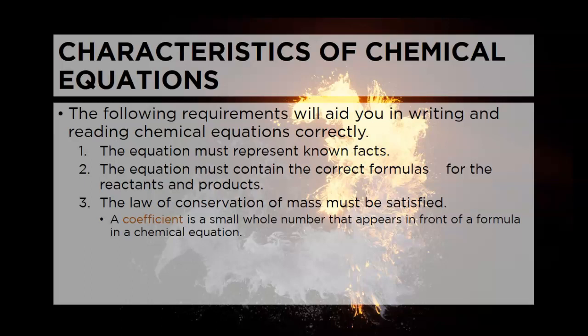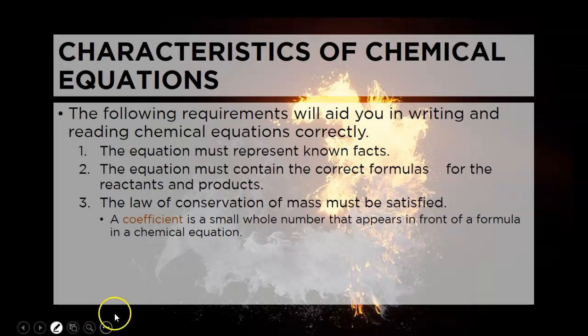So, some rules for writing chemical equations. Number 1, we can't just make up a chemical reaction. It actually has to be something that occurs, so the equation must be factual. It also must contain the correct formulas for reactants and products. And finally, the law of conservation of mass must be satisfied.